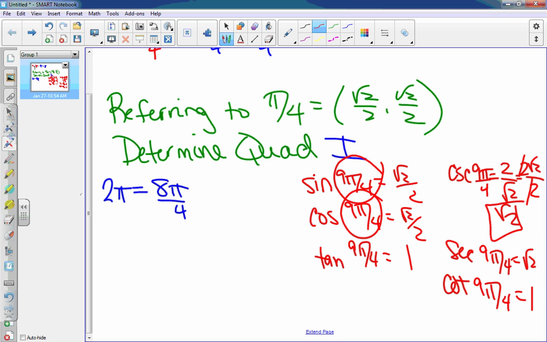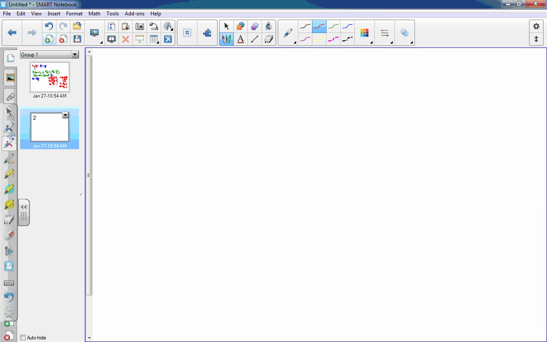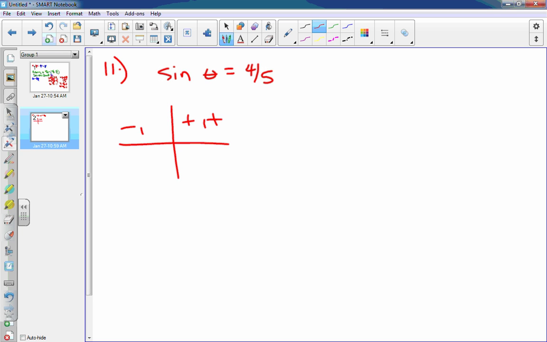Okay, problems 7 through 12. Questions over 7 through 12. 11. The sine of theta is equal to 4 over 5. Now, here's what I need your brain to understand. If I'm talking about the sine of theta being 4 over 5, this is saying that the sine value is positive. Well, the sine value is positive in which 2 quadrants, folks?